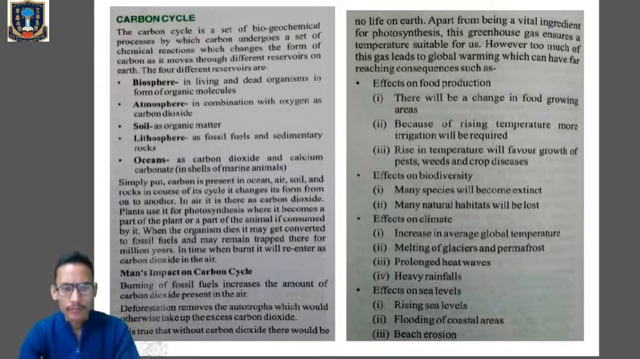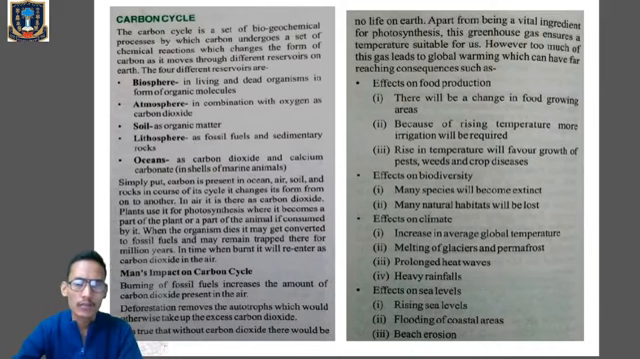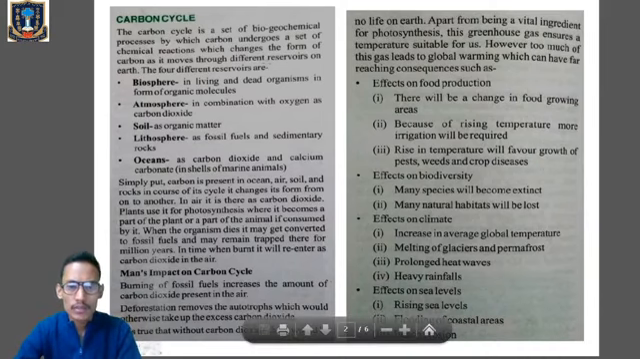So what is the carbon cycle? The carbon cycle is a set of biogeochemical cycles by which carbon undergoes a set of chemical reactions which change the form of carbon as it moves through different reservoirs on the earth. According to the definition, carbon undergoes a series of chemical reactions. Clear? So we have different reservoirs, or different stores, of carbon in our ecosystems. Reservoir means, in simple terms, store.